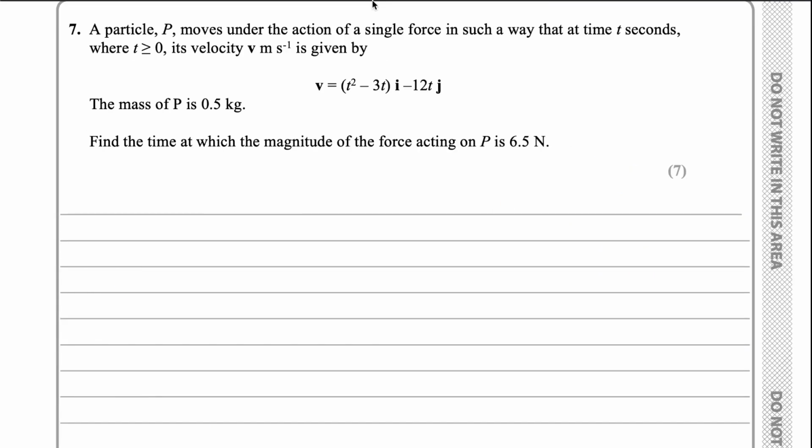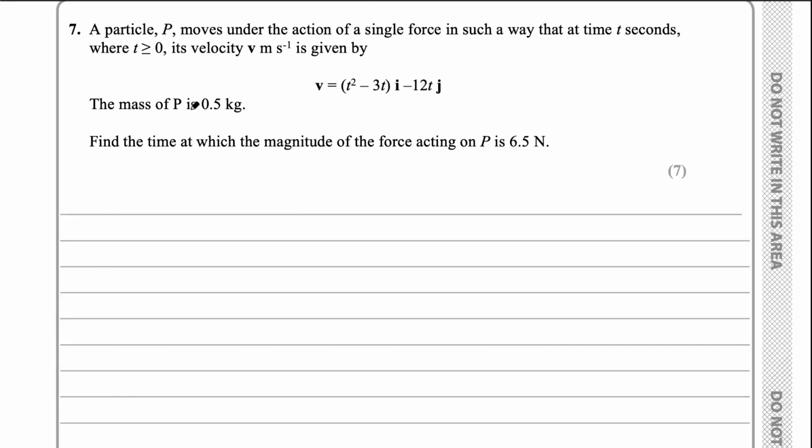Question 7 says a particle P moves under the action of a single force in such a way that at time t seconds, where t is greater than 0, its velocity v meters per second is given by v equals t squared take 3t i minus 12t j. The mass of P is 0.5 kilograms.